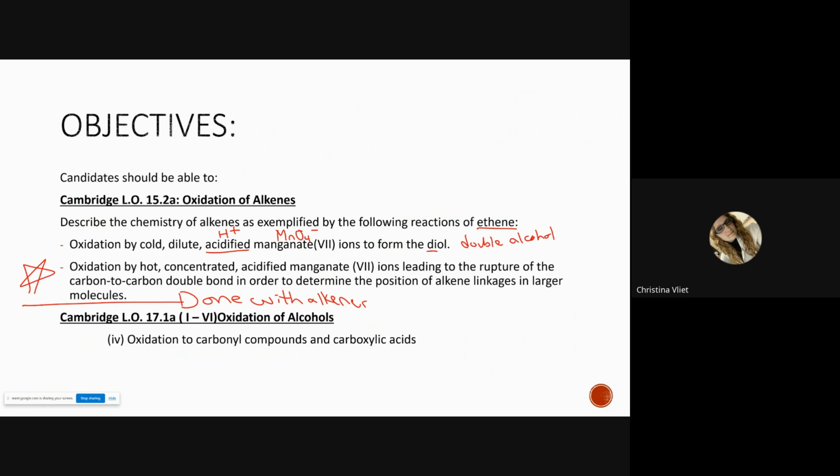So here's the second one. Oxidation by hot concentrated acid, and then MnO4 minus. A little bit annoying thing for you is that there's actually going to be a completely different product if you have cold KMnO4 versus hot KMnO4. But maybe the reasoning will make sense.